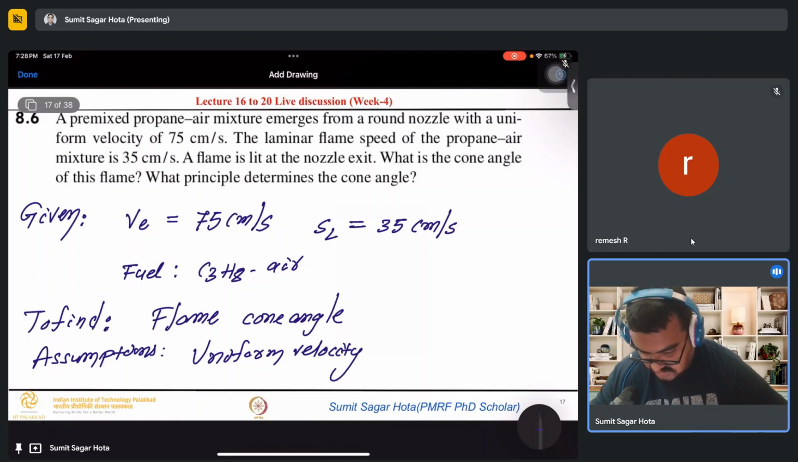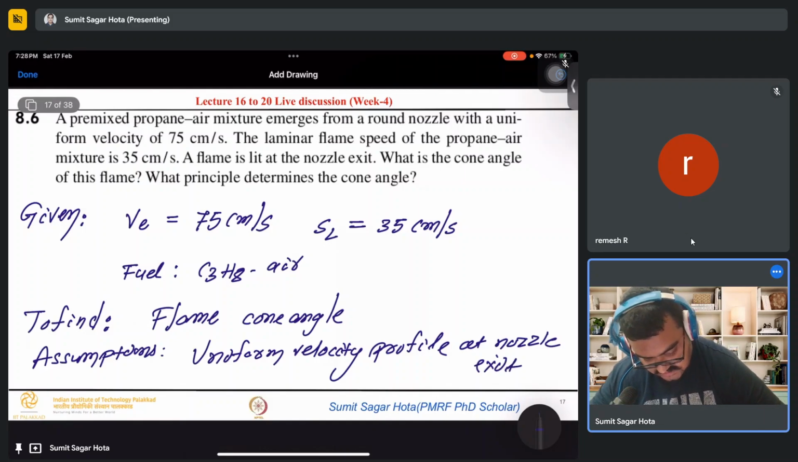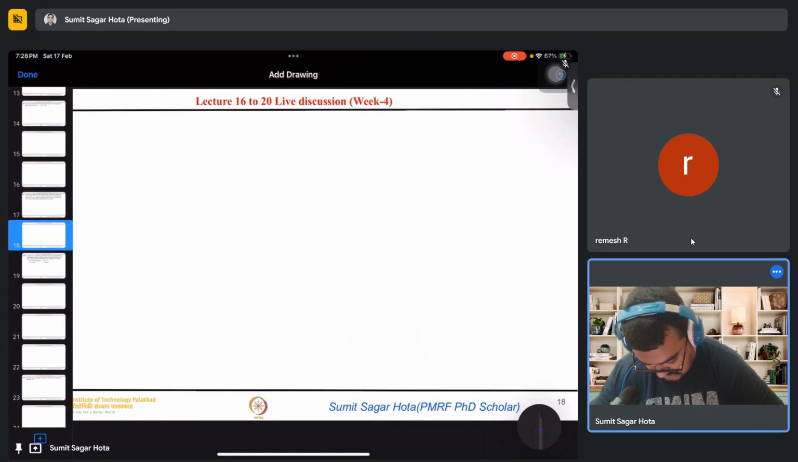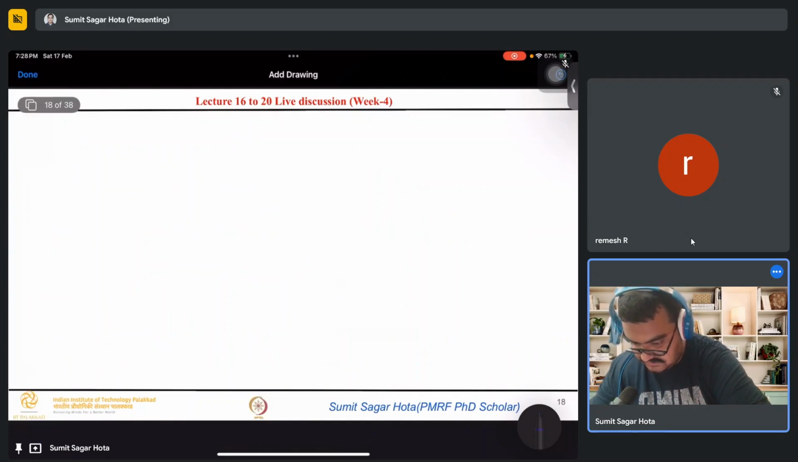At the exit, it's impossible to get a uniform velocity profile because there will be some non-uniformity. When it's open to the atmosphere, some turbulence may occur. Although it's a laminar flame, there may be some turbulence or other factors, like density difference. This cannot always be uniform exactly near the exit.